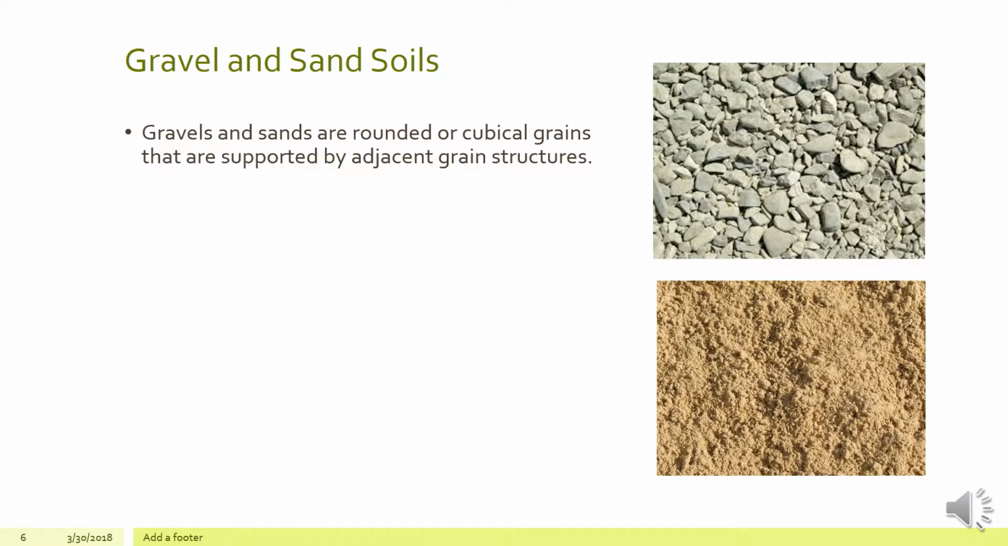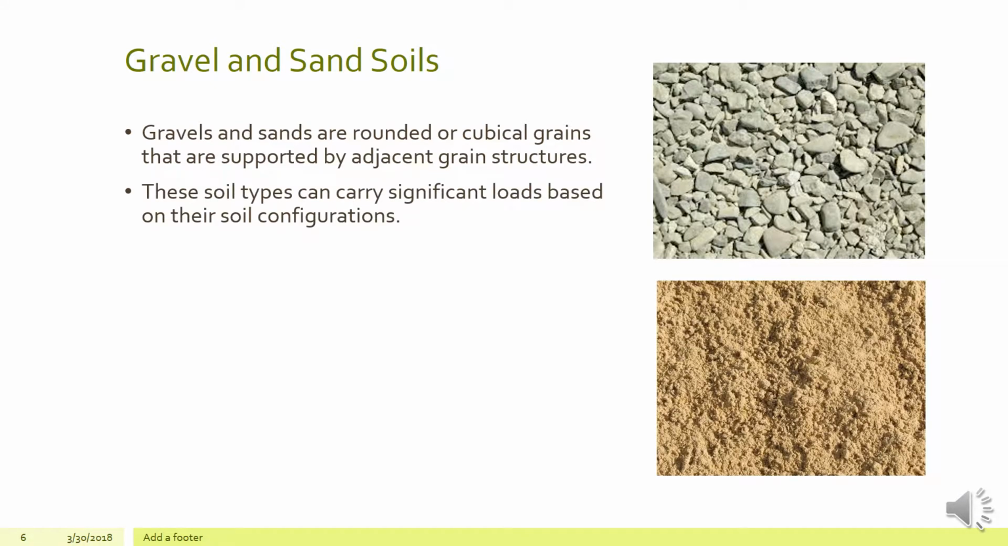So if we look at gravel and sand soils, of course, at the top picture, we have some gravel material. We can see the particles are larger, more rugged. We take a look at the bottom image, of course, the sand soils, finer materials, and so on. So gravels and sands are rounded or cubical grains that are supported by adjacent grain structures. These soil types can carry significant loads based on their soil configurations.